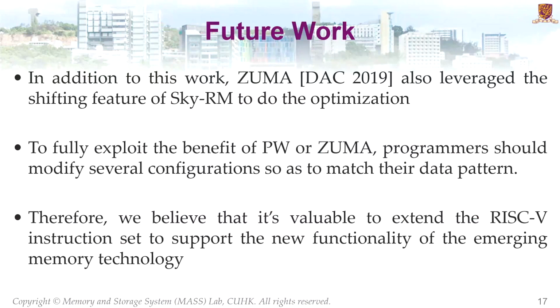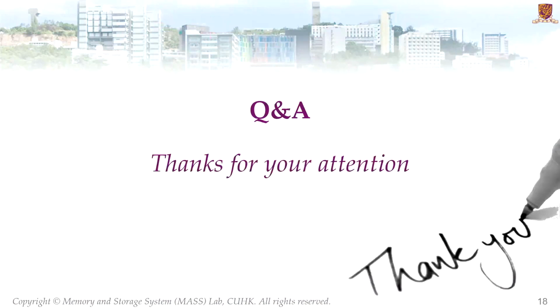But different applications tend to have different data patterns. So in order to fully exploit the benefits of PW or Zuma, the programmer should modify several configurations so that they can meet their requirements. For example, they can set a different word size in the permutation write algorithm. That's the main reason we believe it's valuable to extend the RISC-V instruction set to support the new functionality of emerging memory technology, so that programmers have enough flexibility to do their best optimization. And that's all for my presentation here, and thank you for your attention.